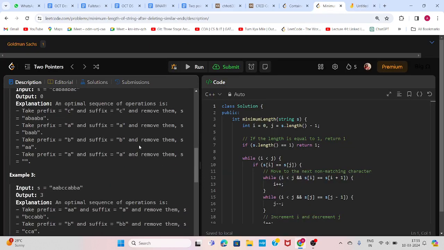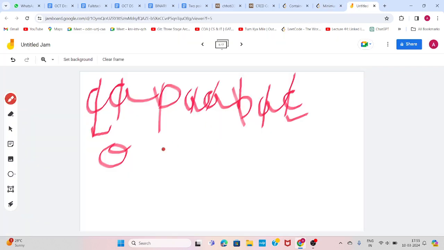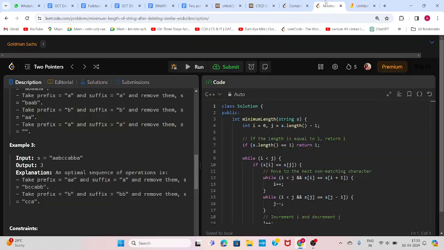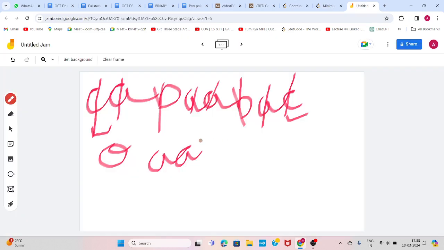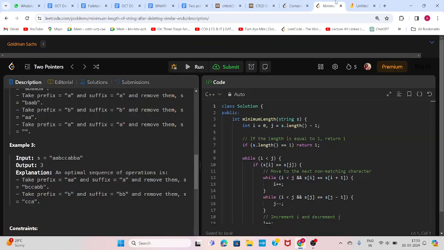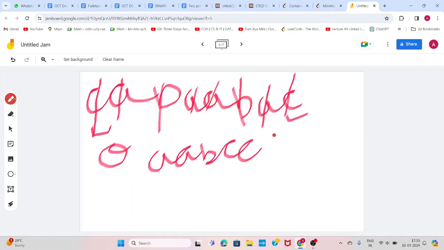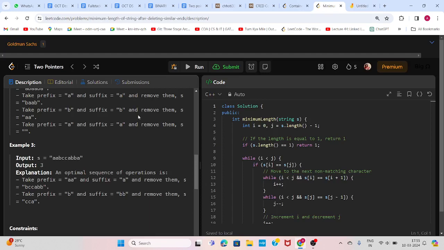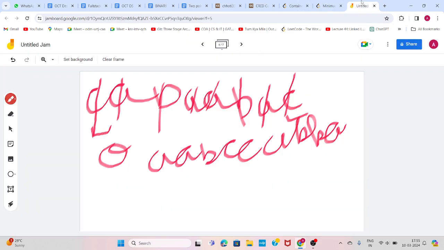Now another case is that we are given A, B, C, C, A, B, B, A, B, A, B, B, A. Now here A and A are equal. Now there's another condition. Here, if A and A are equal, and if the letter after that is also equal to the previous one, like if these two are equal, then we remove all of them.